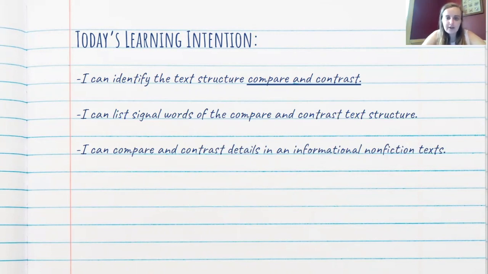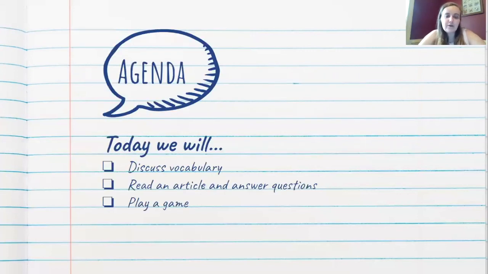So informational nonfiction text, that just means that an informative text is something that's teaching you about something, and then nonfiction, we know, means that it's real. So it's something that you might find in your science textbook. All right, so today we're going to discuss some vocabulary, the same vocabulary we talked about yesterday. We're going to read an article and answer some questions. And then at the end of our lesson, I have a short little game for us to play.